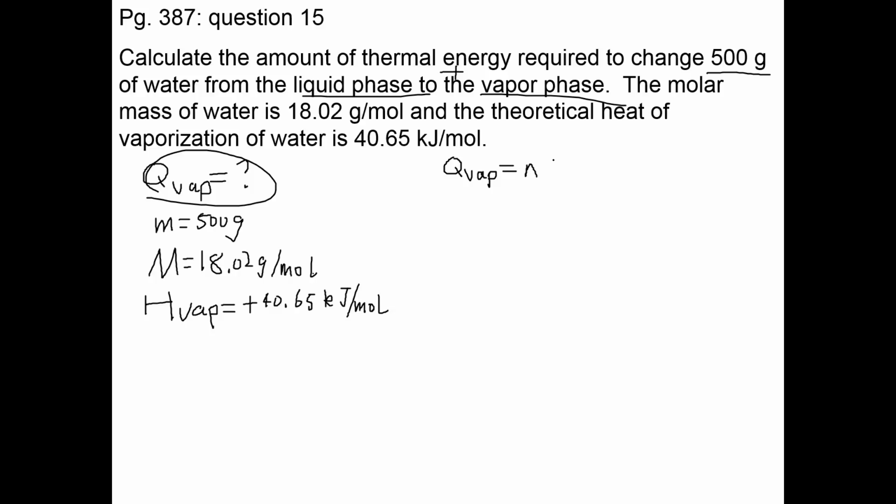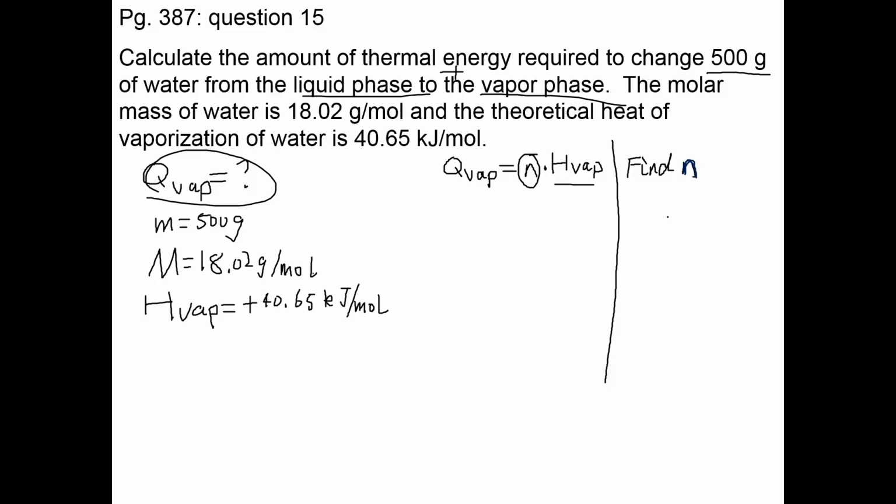The amount of moles times the heat of vaporization. This I know, but I don't know what n is. Okay, so find n. I don't know why my hand shook and drew the line diagonal, but that is okay. There we go. Let's change the color of the pen to find n.